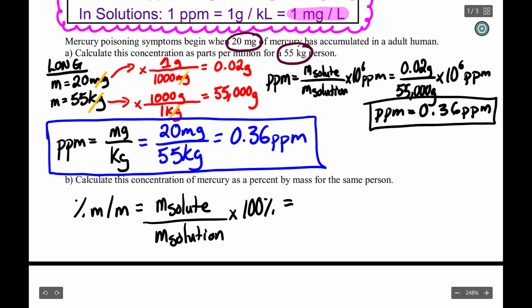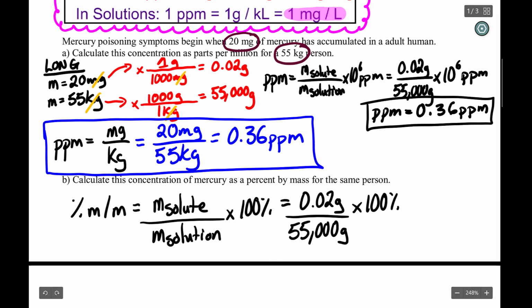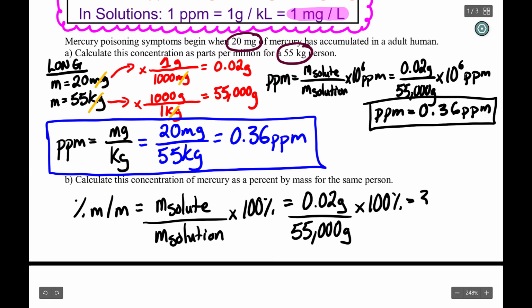I'm going to take my masses from above down, so I have the same unit: 0.02 grams all over 55,000 grams. Multiply that by 100%. And so this would come out to 3.6 times 10 to the power of negative 5 percent.